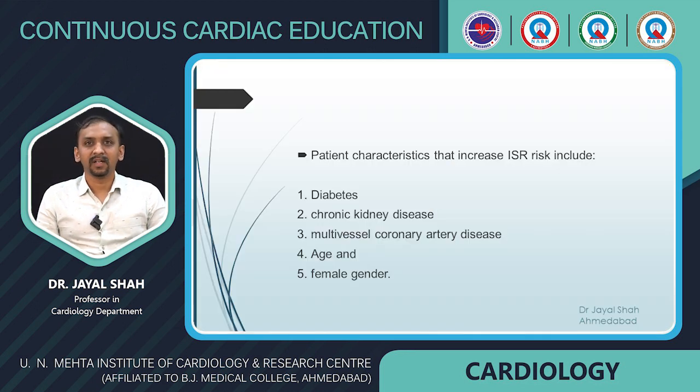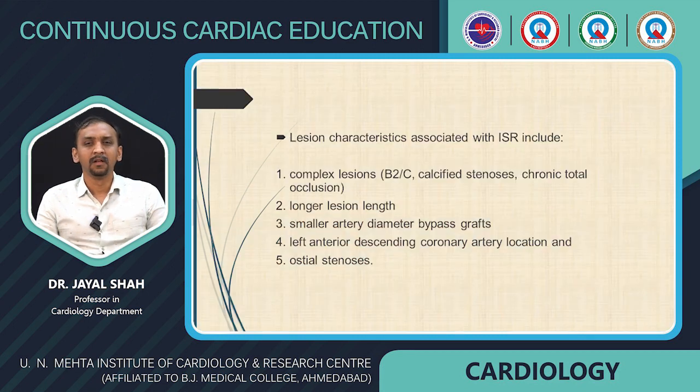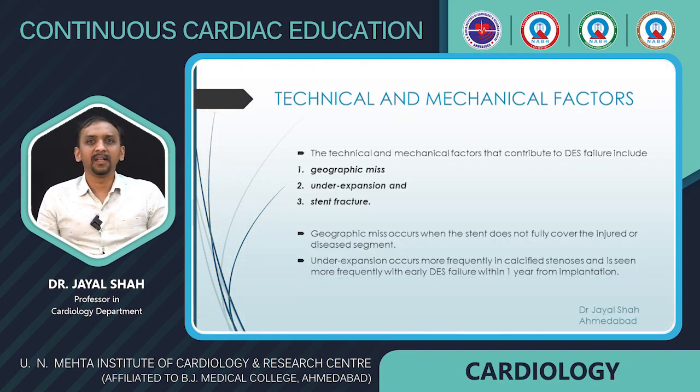There are different patient characteristics in which the risk of ISR increases, which include diabetic patients, patients with chronic kidney disease, patients with multivessel coronary artery disease, advanced age and female gender. There are also certain lesion characteristics associated with in-stent restenosis, which include complex lesions, typically angiographic B2 or C1, calcified stenosis or CTO lesions, longer lesion length, smaller artery diameter, LAD coronary artery location, or ostial stenosis. And there are different technical and mechanical factors which also contribute to DES failure.